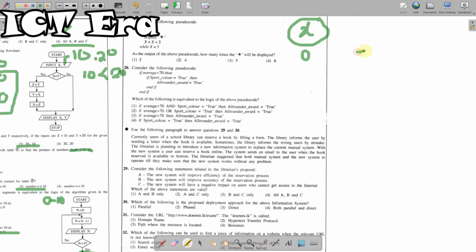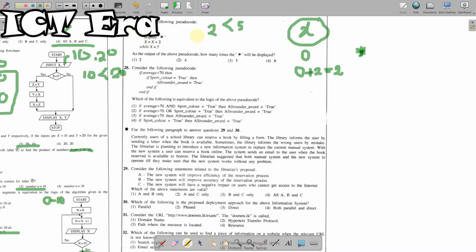Now we have to what? As the output, we should display the asterisk mark. Now new x is equal to previous x plus another 2. That means now the new x is 2. So now this loop should be carried out while 2 is less than 5. So is this correct? Yes, 2 is less than 5. Yes, it's correct. So we have to repeat it again.